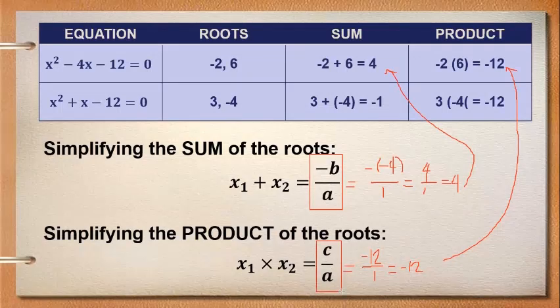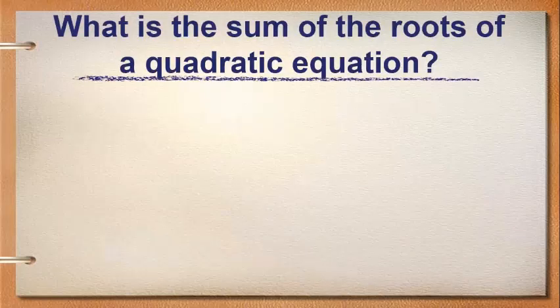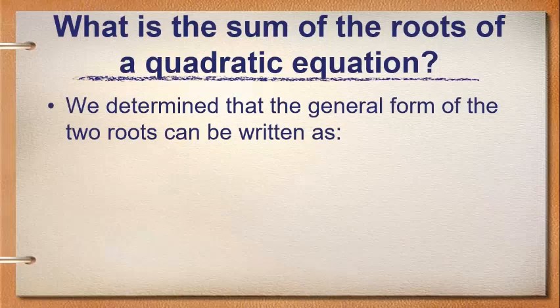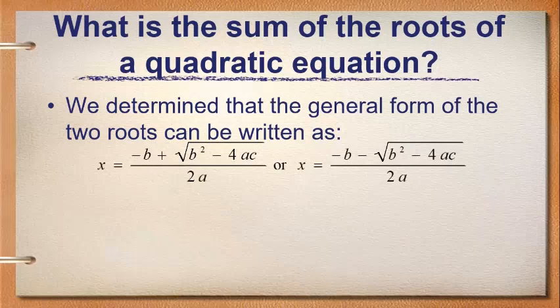But sir, how did you come up with this simplified version of finding the sum and product of the roots? As I've mentioned earlier, these are from the quadratic formula. For the sum of the roots of a quadratic equation, the general form of the two roots can be written as this. Remember the quadratic formula? We just separated the plus and the minus. So we have x equals -b plus square root of b squared minus 4ac, divided by 2a. And we also have -b minus square root of b squared minus 4ac, divided by 2a.